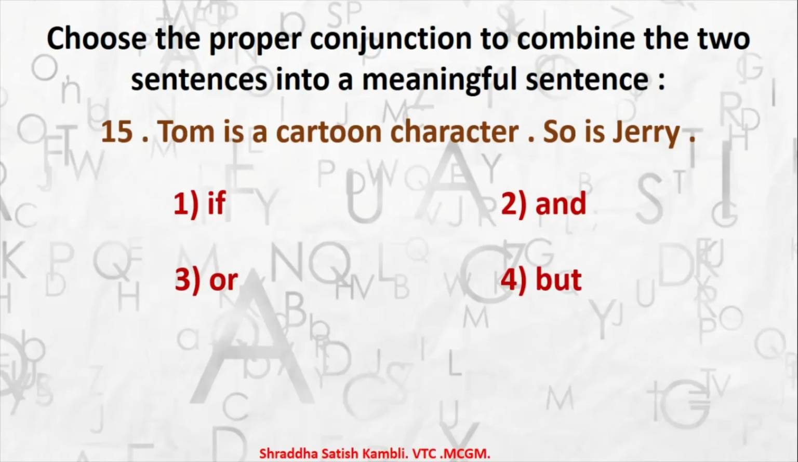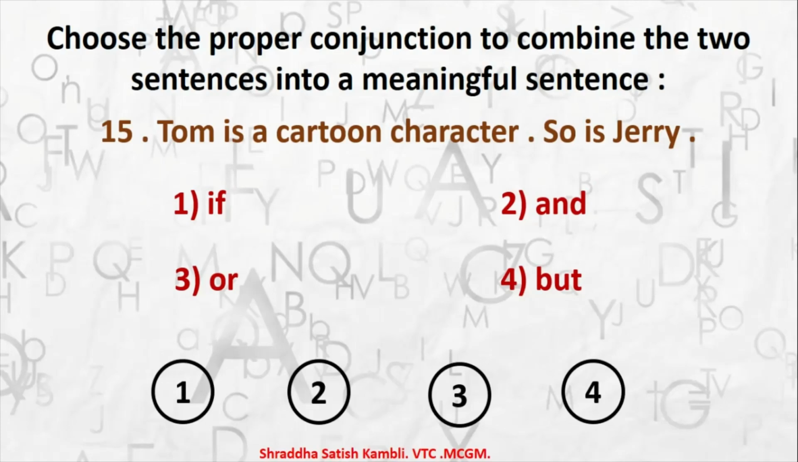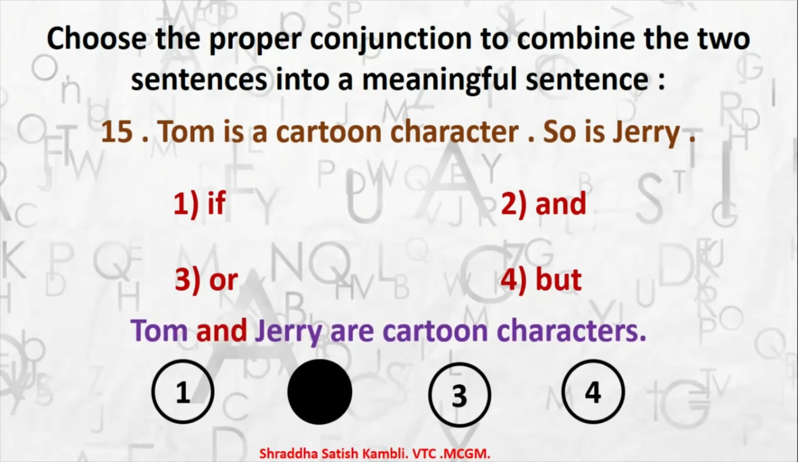So will you use if, will you use and, or but? We will use the conjunction and. And how will you write the sentence? You will write the sentence by writing, Tom and Jerry are cartoon characters. So you see, we have tried to change the way the sentence is written in order to include the conjunction.